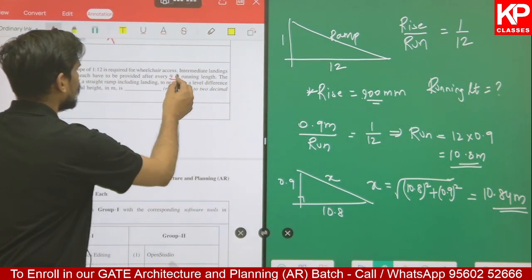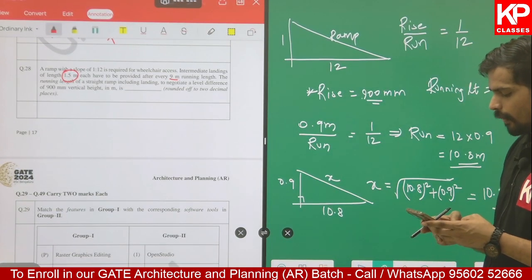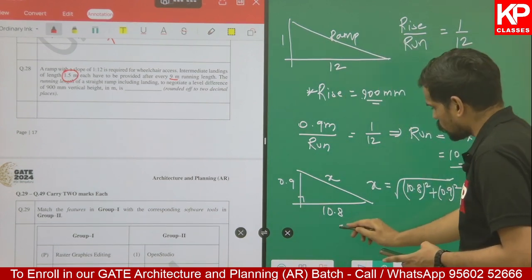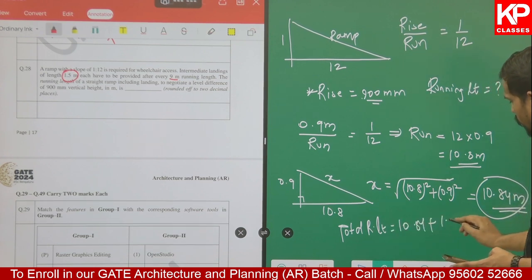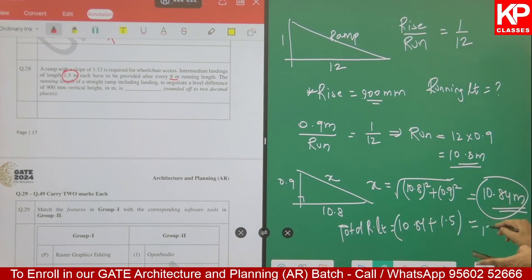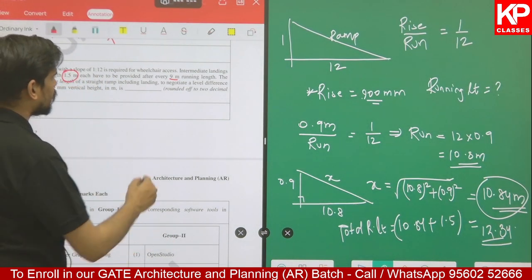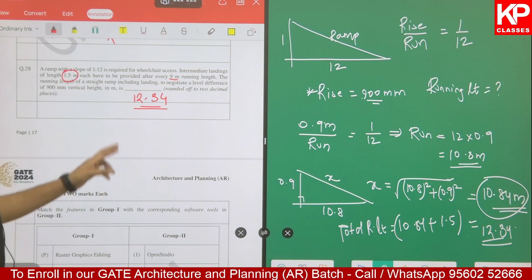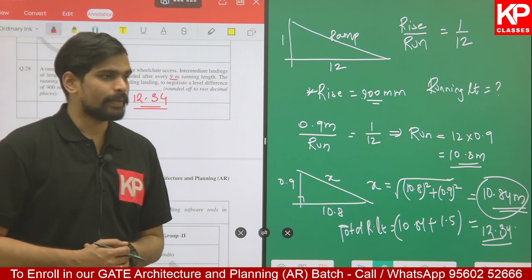Now, this is more than 9 meters. For every 9 meters of running length, they are asking us to provide a mid landing of 1.5. So, how many such landings will you get in 10.84 running length? Only once you will get the landing. That landing is 1.5. So, the total running length will be 10.84 plus 1.5 meters of landing, so that will come out to be 12.34. So 12.33 or 12.34 should be the answer in meters. They're asking us to round off to 2 decimal places, so you can round it off to 12.33 or 12.34 as the answer. They're asking us in meters, so the total running length will be 12.34 meters for this particular question.